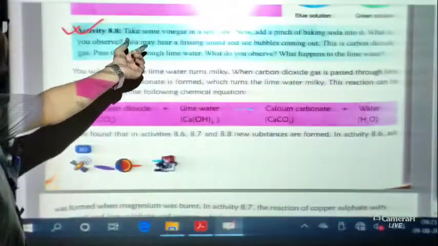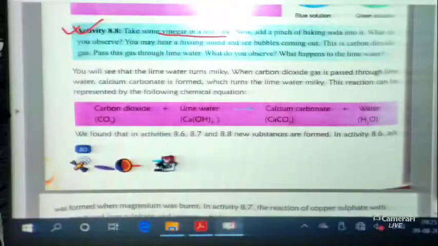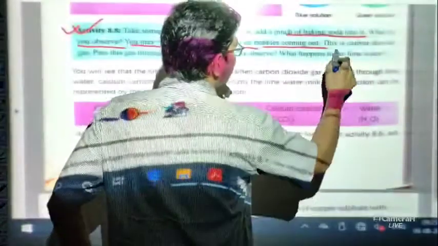Now let us discuss one more activity. We call it activity 8.8. This activity tells us to take some vinegar in a test tube. Now add a pinch of baking soda into it. So first we take some vinegar and add some baking soda. Now what do you observe? You may hear a hissing sound and see bubbles coming out of the mixture. So this is carbon dioxide gas.